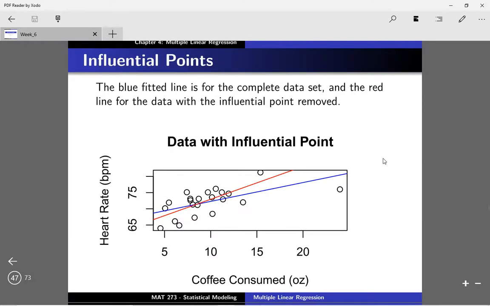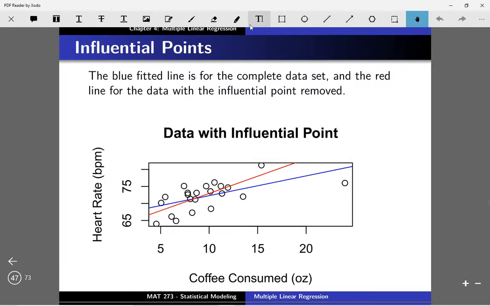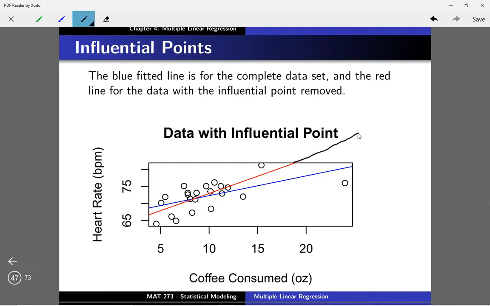But as I mentioned before, not all observations with an extreme x are influential. If this point were up here instead, we can imagine this line continuing. We can imagine if this point were instead up here, like this, it would still be on the same trajectory that the rest of the data was.